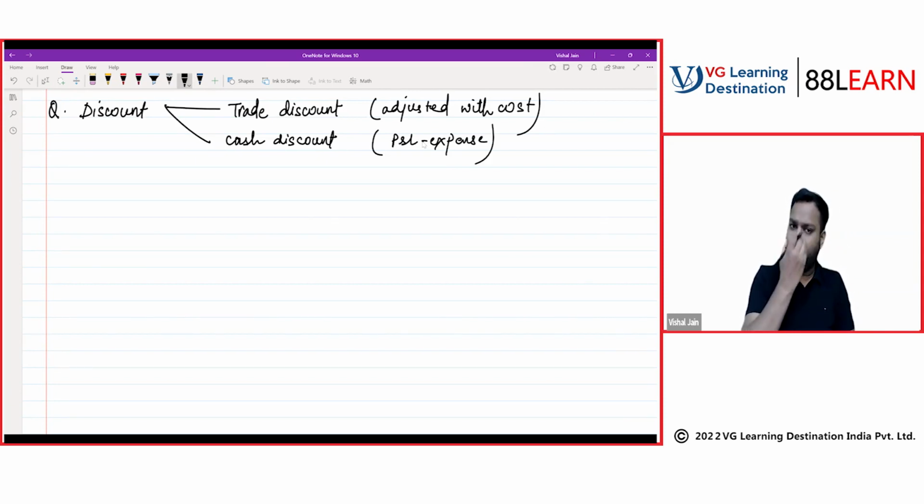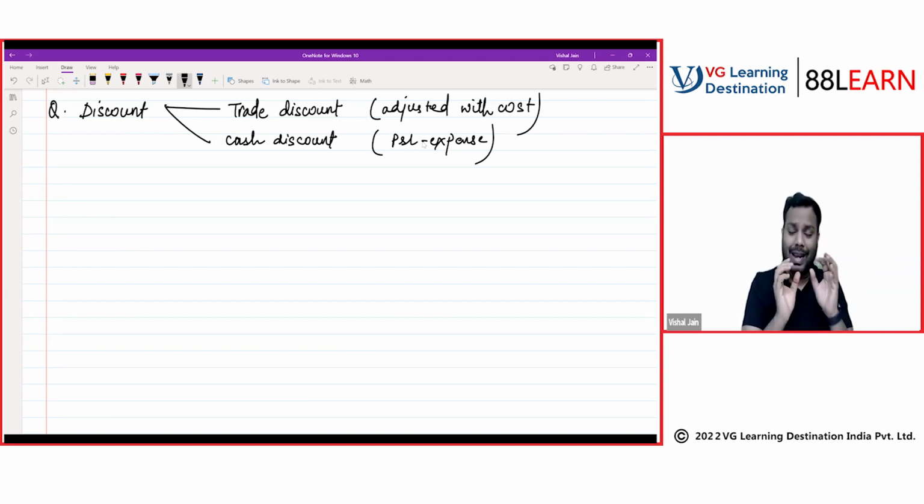Now, understand the reason behind both. What is the meaning of trade discount? Tell me Uday. Discount given to promote the trade, right? Now, what is the meaning of cash discount? Discount given to recover the amount early. Agree, Uday? Discount given to recover the amount early, right?